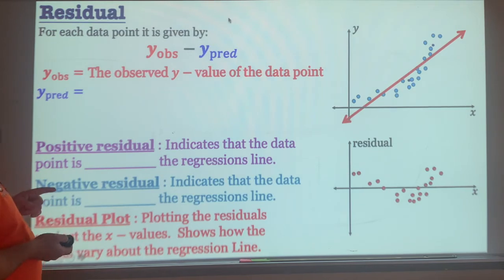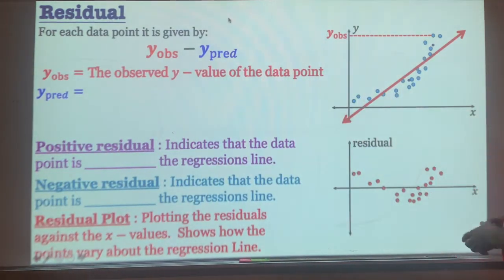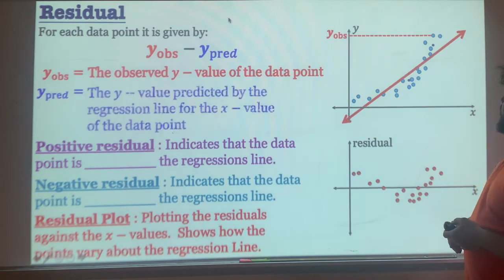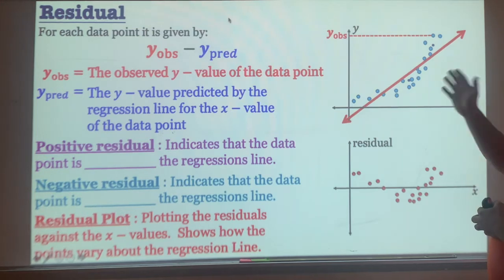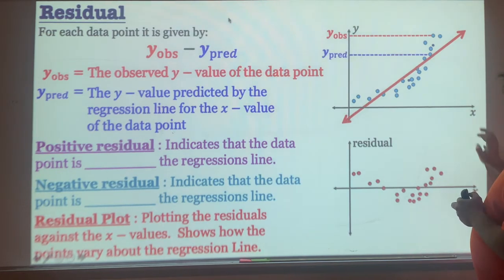What do you think Y pred is? Our Y observed is the actual points on the graph. So there's my Y observed. What about Y pred? That's the Y value predicted by the regression line for the X value of the data point. So the predicted points are the ones that fall actually on the line. That's the one we're guessing at. Now they're not always the same.